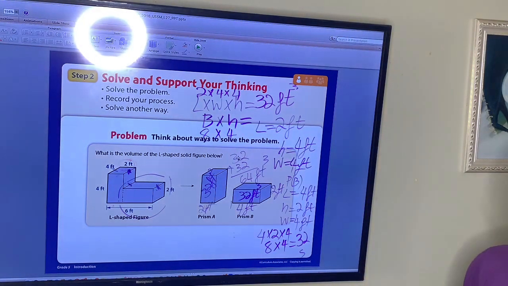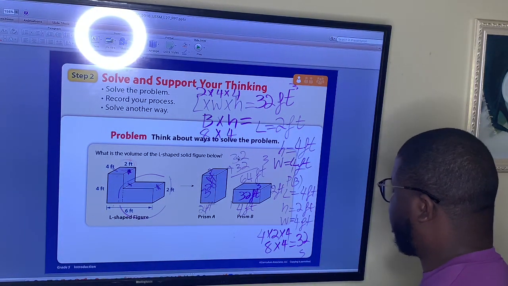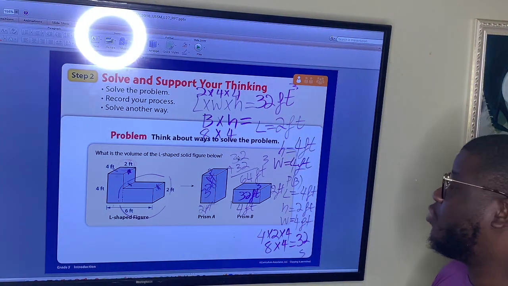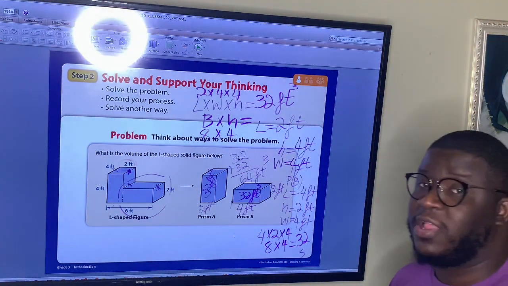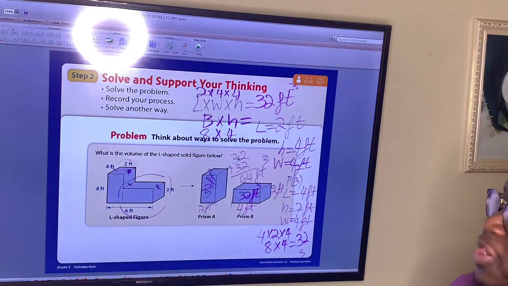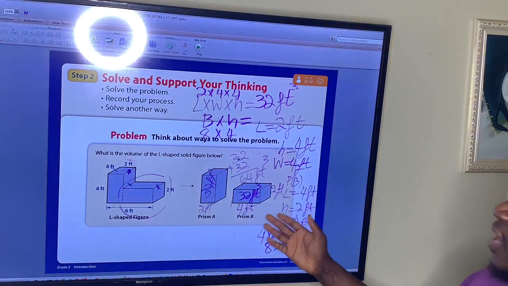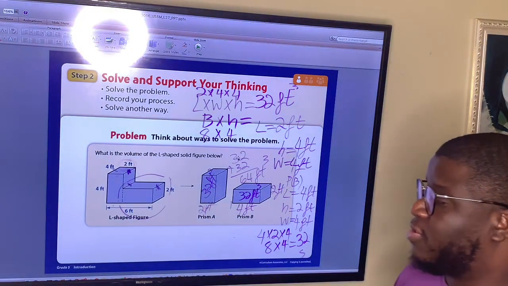Now what I want you to do is pause the video, make sure you copy down my notes. If you don't have it, and if you weren't following, go back and rewind the video so you can understand each and every step that I took to find the volume of this irregular shape.